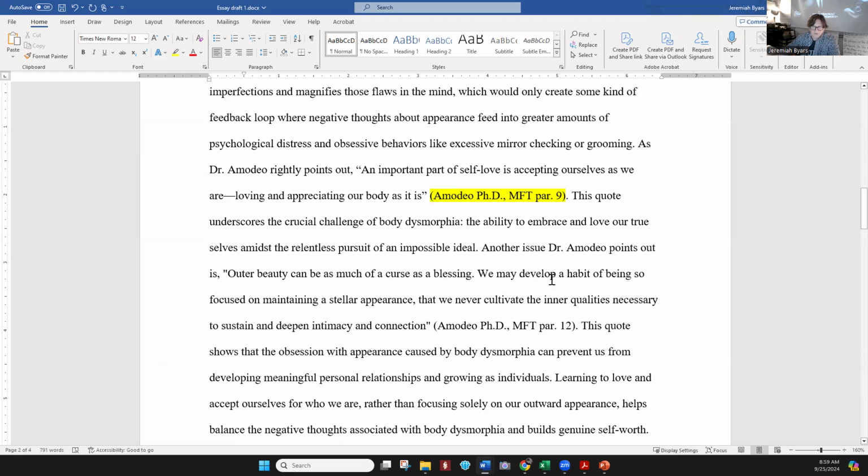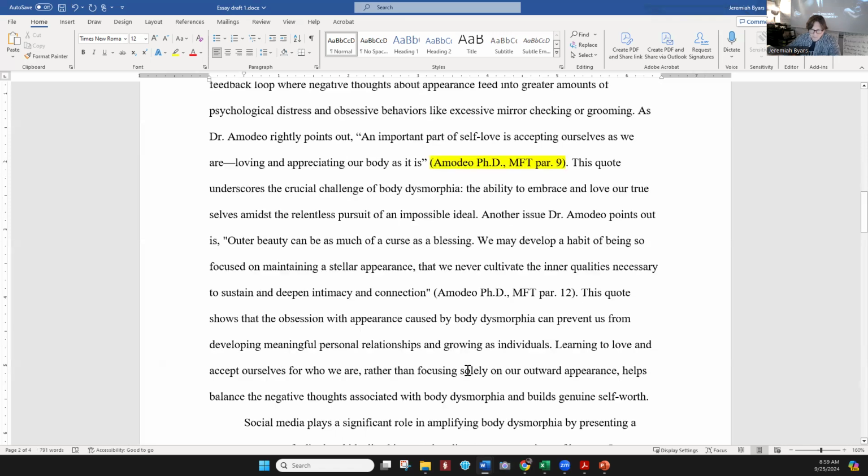We may believe a habit of being so blah, blah, blah. Okay, quote here. All right, so again, we don't need this because it's already mentioned who the person is. But even if we did, let's just say this and this.